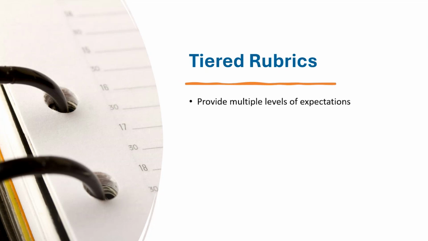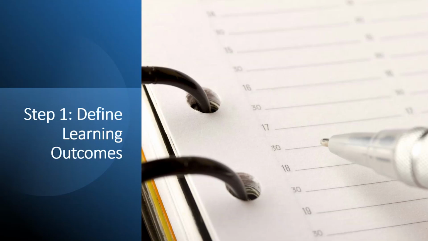These are assessment tools that really allow us as teachers and educators to differentiate instruction by providing multiple levels of expectations for a given assignment. So let's first talk about how we can create these tiered rubrics step by step. First, as always, any good educator, we're going to define our learning outcomes. Sometimes that's defined by the textbooks we're using or the curriculum that we're using. It just identifies what students should be able to know, understand, and complete after an assignment.